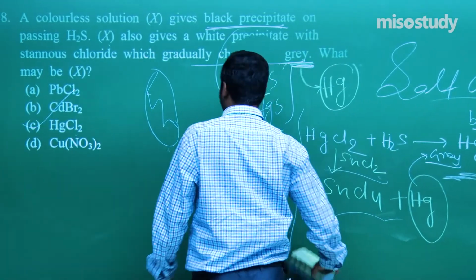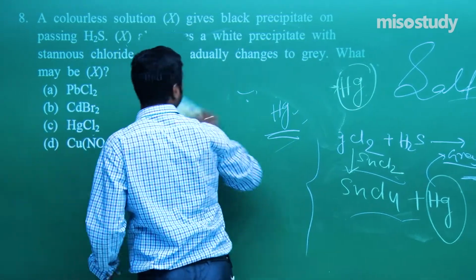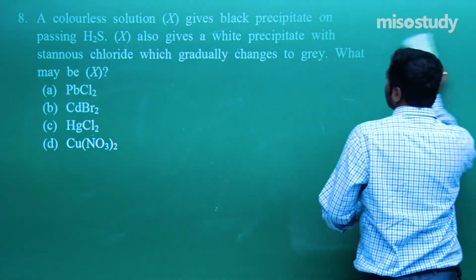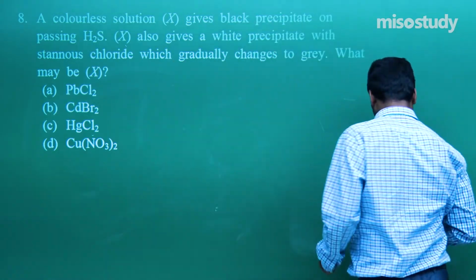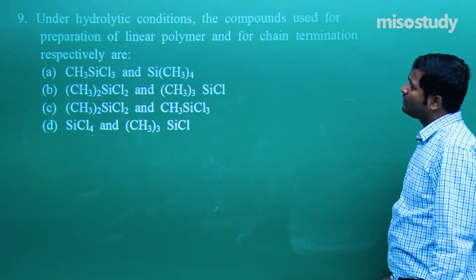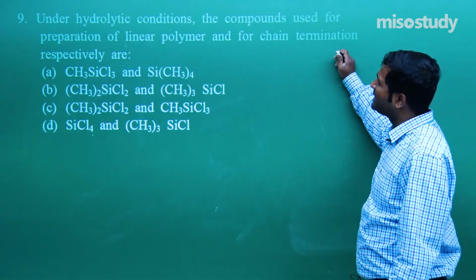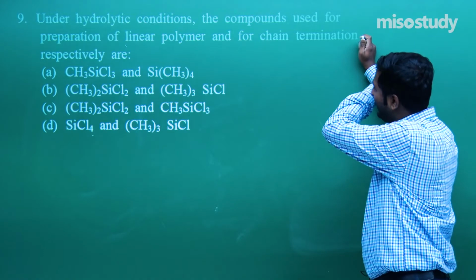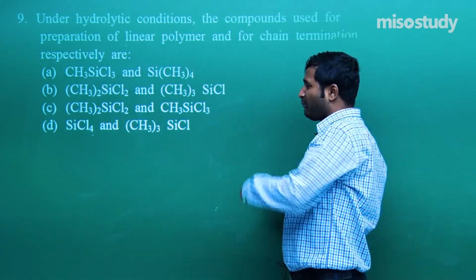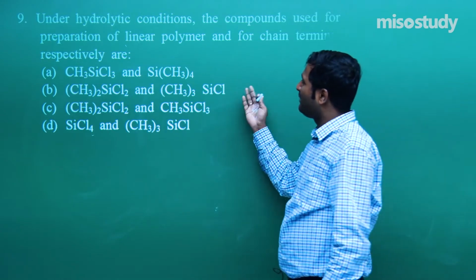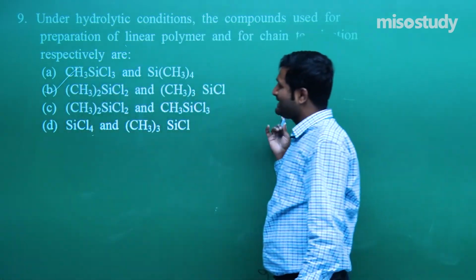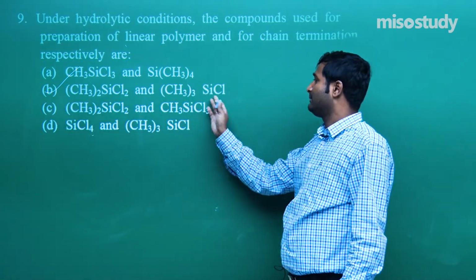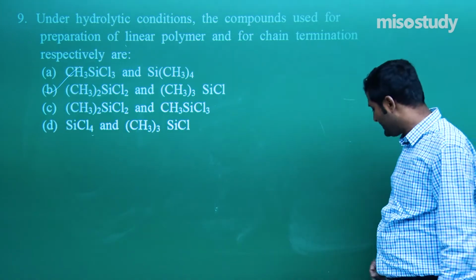Now I'm going to wrap this part and move toward the next section. Now the next part of the question is completely theory based. Under hydrolytic condition, the compound used for preparation of linear polymer and for chain termination in polymerization, you also have noticed it. This is the compound cyclic, that is (CH3)2SiCl2. This is completely theory based. You have to remember this. And (CH3)3SiCl. So for this question, B is the correct option.